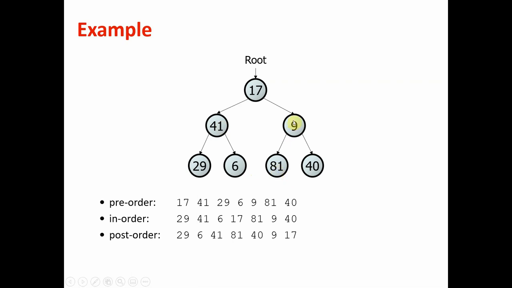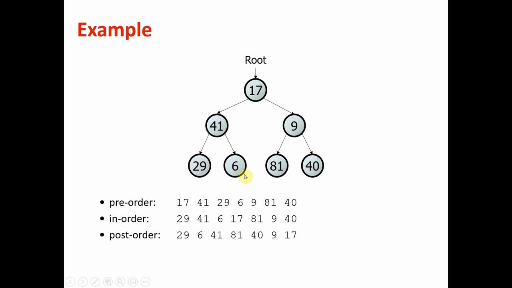I go back to this node, right? I did all the nodes to its left. Now I can traverse through all the nodes to its right. Again, this is also a leaf, so I can stop here. So it would be, again, 29, 6, 41. Now 81, 40. I go back to this node. I did all its left and right subtree nodes. Now I can display 9, right? So it was 29, 6, 41, 81, 40, 9.